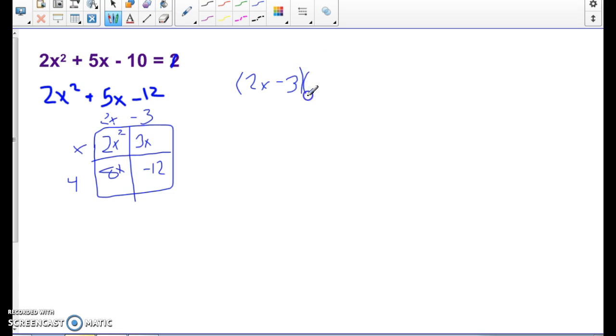So in factored form, I have 2x minus 3 and x plus 4, and we're going to set that equal to 0. Then I'm going to set each piece equal to 0. So I have 2x minus 3 equals 0, and I have x plus 4 equals 0. Sorry, jumping ahead of myself.